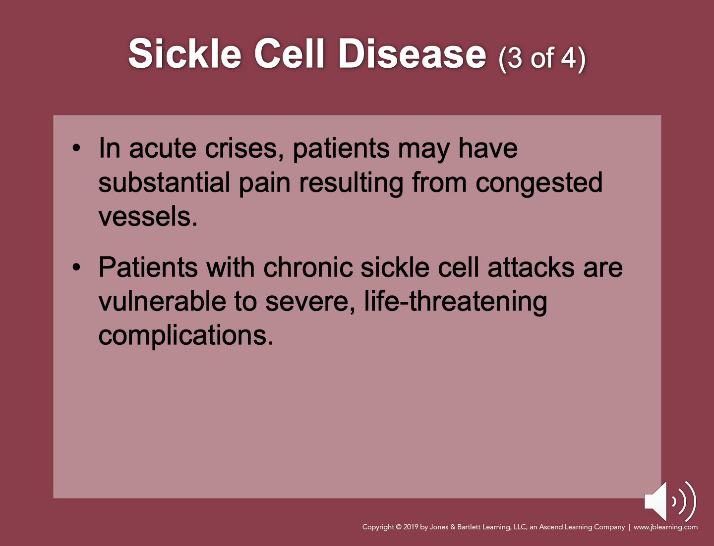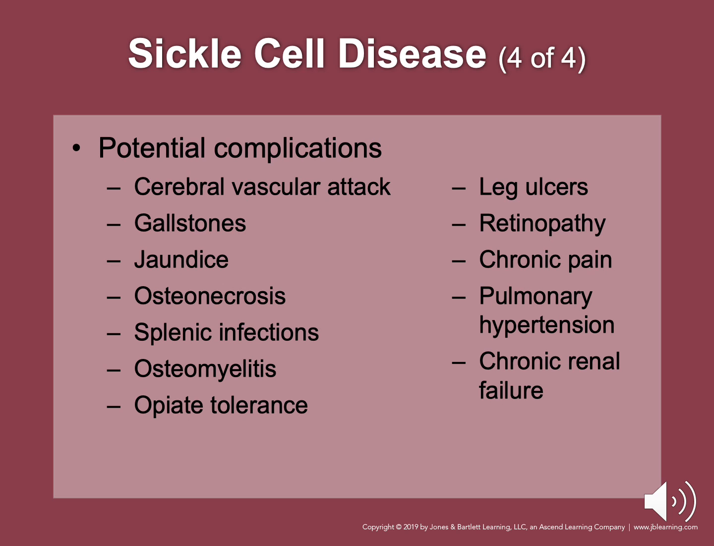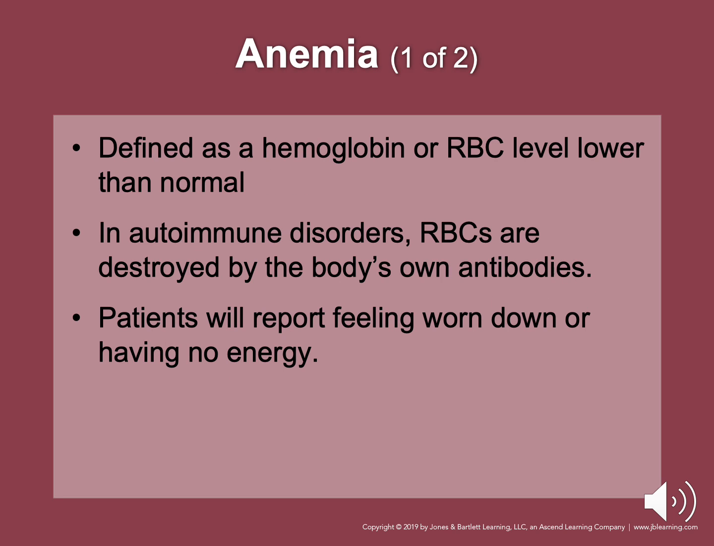Potential complications of sickle cell disease: CVA, gallstones, jaundice, and this list here. All right, anemia, or a red blood cell level that's lower than normal, is associated with some type of underlying disease process. Iron deficiency anemia is the most common.